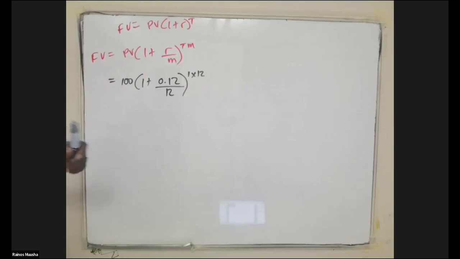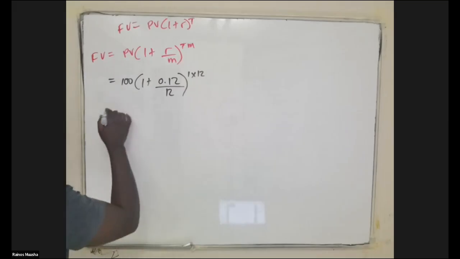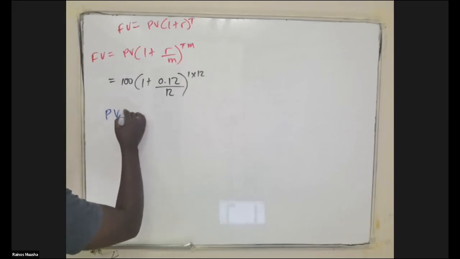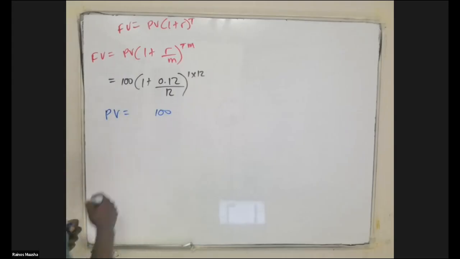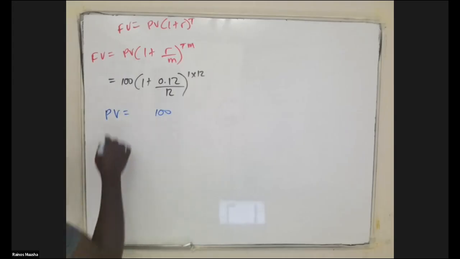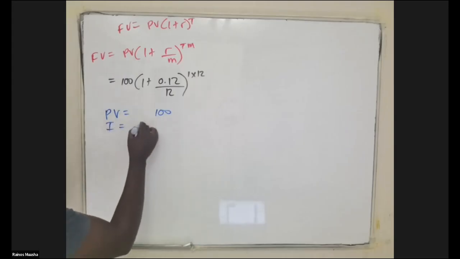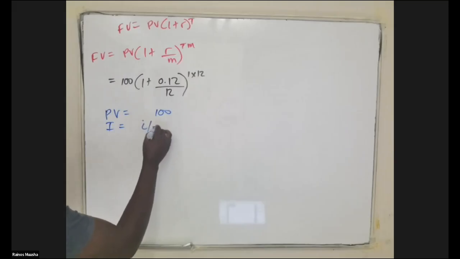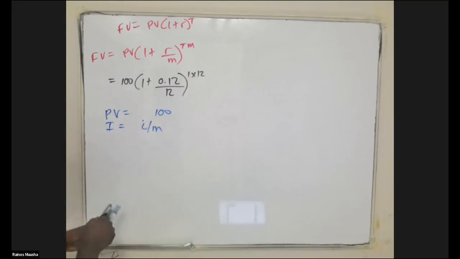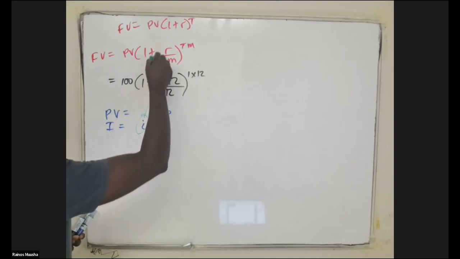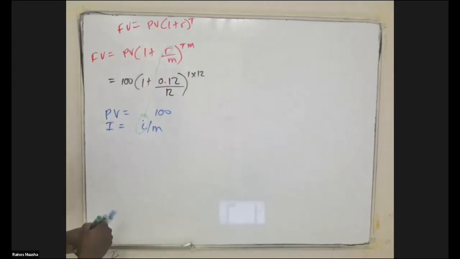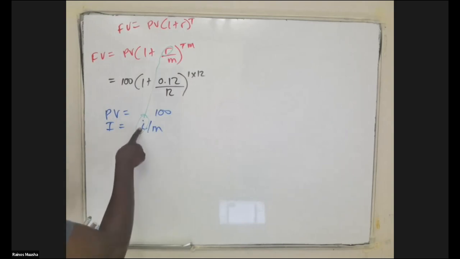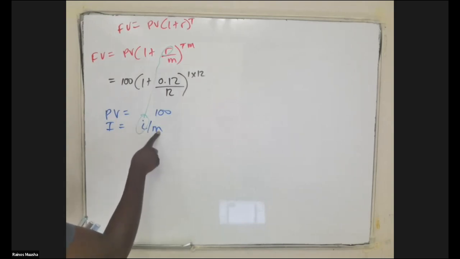We are going to be more concerned with using what? Your financial calculator. So when you're using your financial calculator, your present value is given as 100. Your interest is going to be given as I over M. If you say I or you use R, it's basically the same thing. So your interest is given as I over M, where I is your nominal rate of interest and M is the compounding frequency per year.